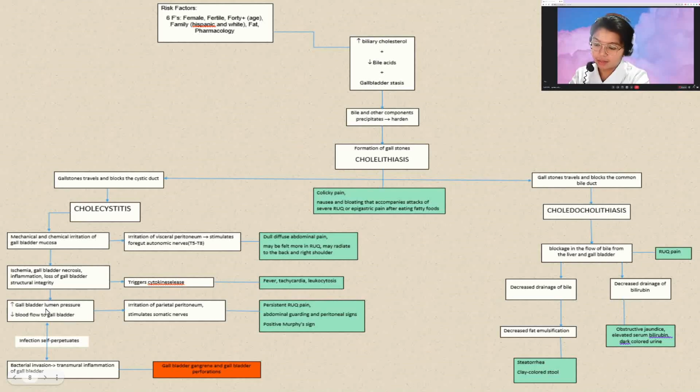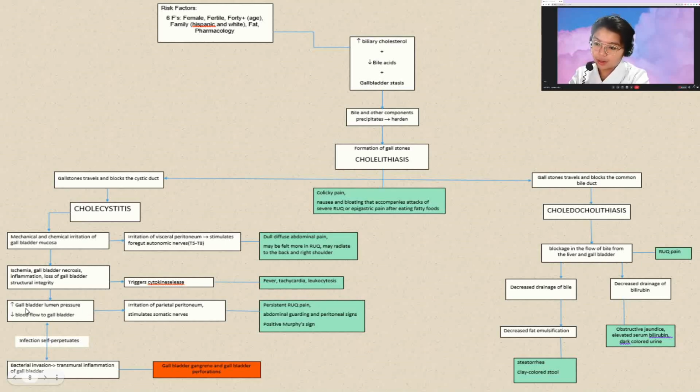Now, in ischemia, gallbladder necrosis, inflammation, and loss of gallbladder structural integrity, you will observe that there is increased gallbladder lumen pressure and decreased blood flow to the gallbladder. Now, these are connected to each other because bacterial invasion and transmural inflammation of the gallbladder happen, and this is a cause and effect, vice versa process, because this self-perpetuates infection.